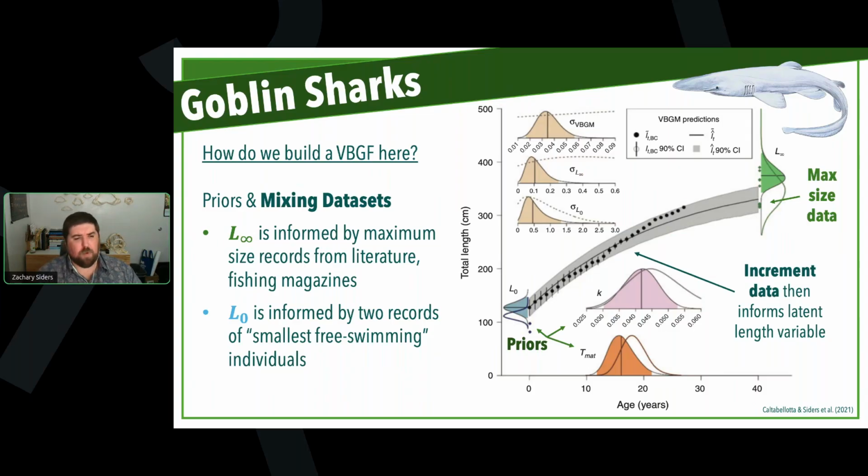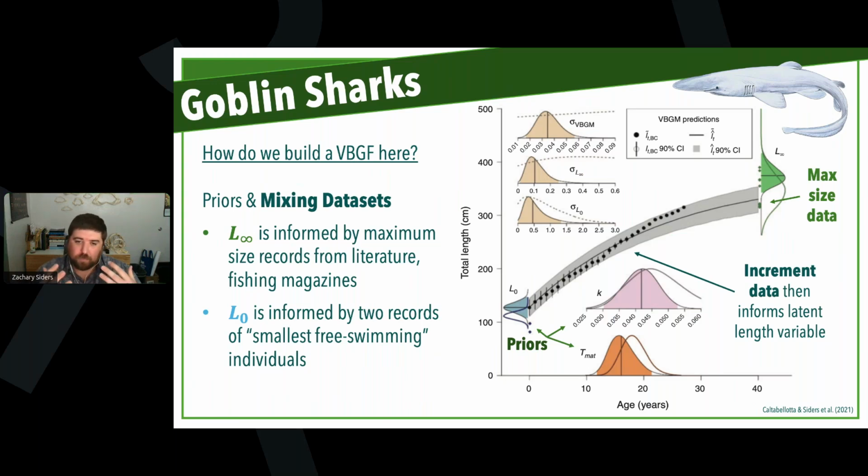And then we had a couple reported records of the smallest free swimming individuals, and that brought in 2 data points for L naught. And again, we're kind of pushing the absolute bounds here of how this could work, but the point is to say, can we bring in some of this prior information, bring in our N of 1 increment data here that informs a latent length variable, and use that to get an idea of what the preliminary growth might look like for this species.